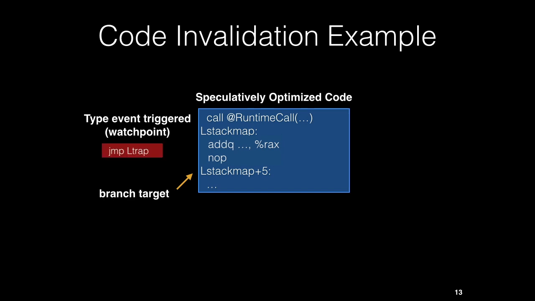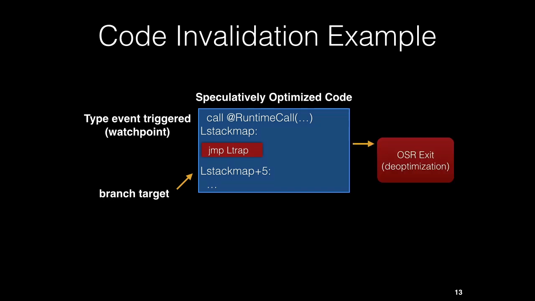Now, what happens when the type event is triggered? WebKit calls this a watch point. We just overwrite the add and nop with the long jump to a trap. That thunk will call into the runtime to do an OSR exit. We call this a de-optimization event because it's going to resume execution in a lower tier code, the baseline JIT.